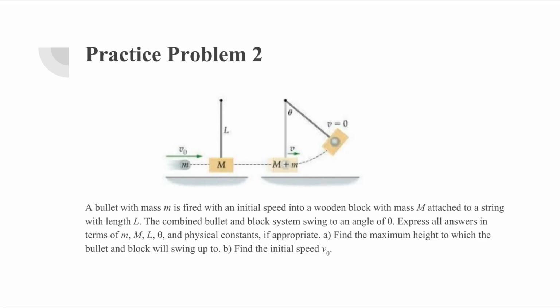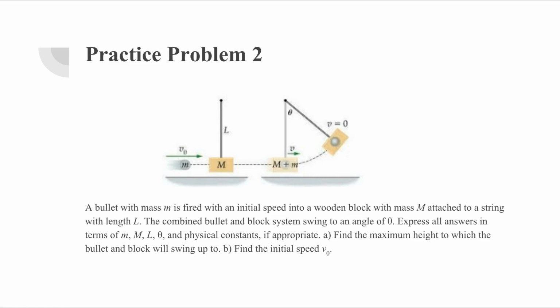As you can see here, this is a much harder one because this problem is symbolic. Symbolic meaning no numbers, just in terms of the variables given. So this is more like an AP type question. A bullet with mass m is fired with an initial speed into a wooden block with mass M attached to a string with length L. The combined bullet and block system swings to an angle of theta. Express all answers in terms of m, big M, L, theta, and a physical constant if appropriate.